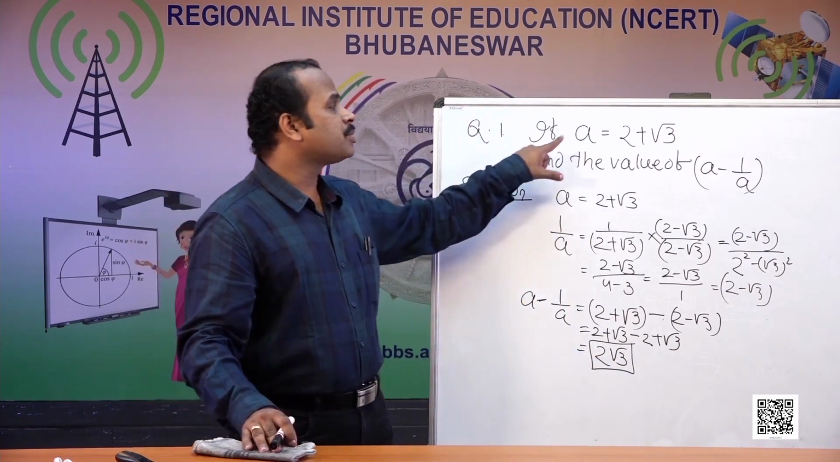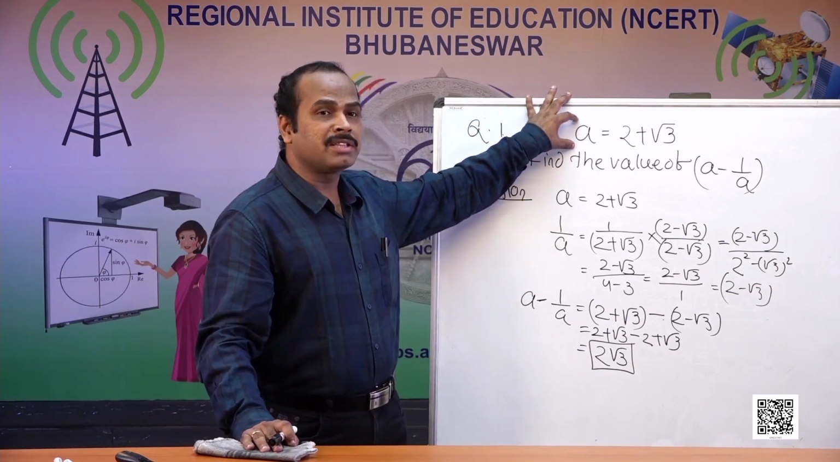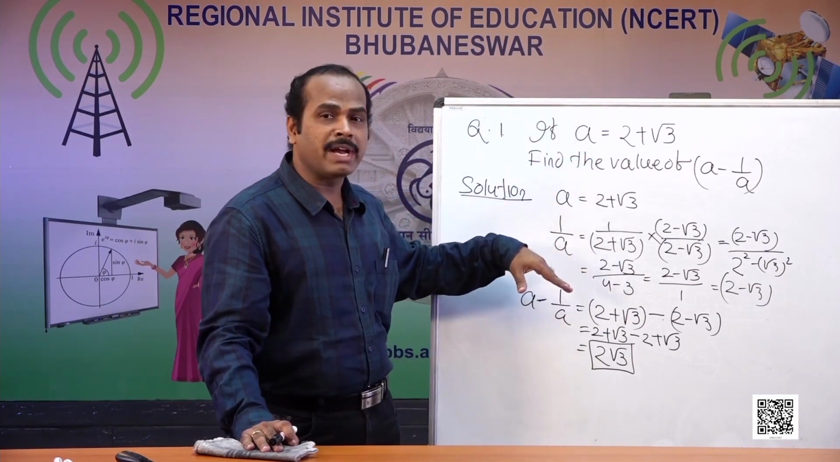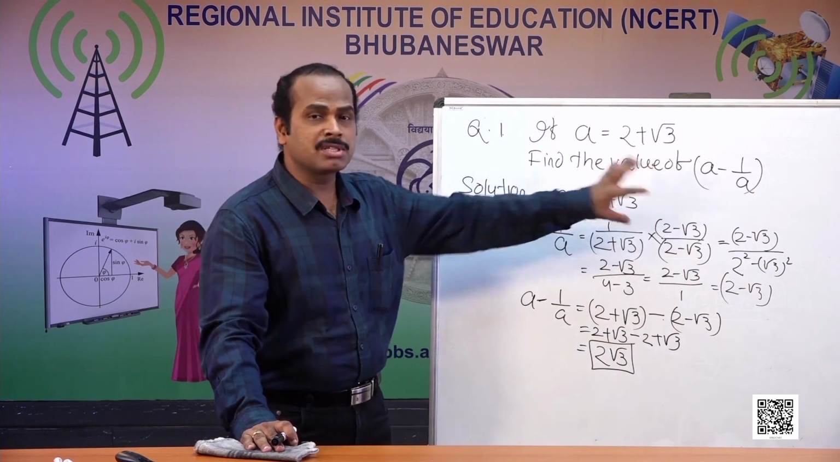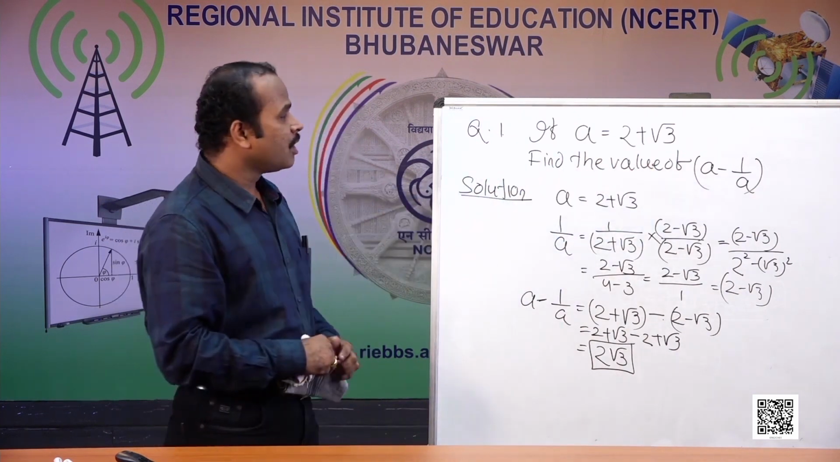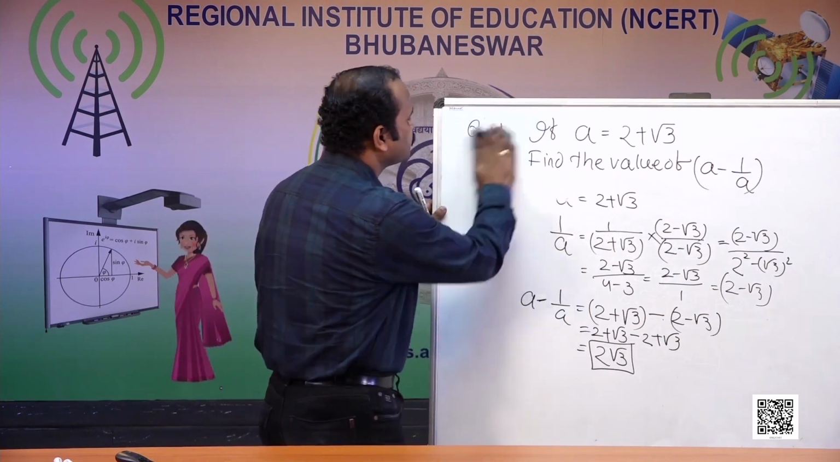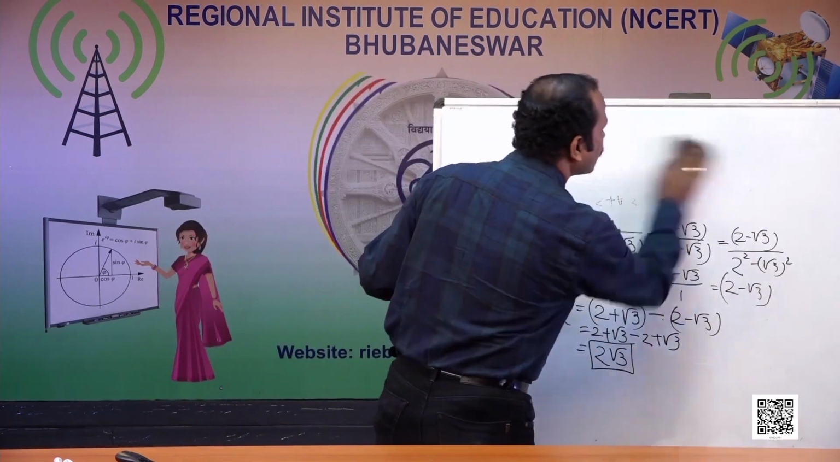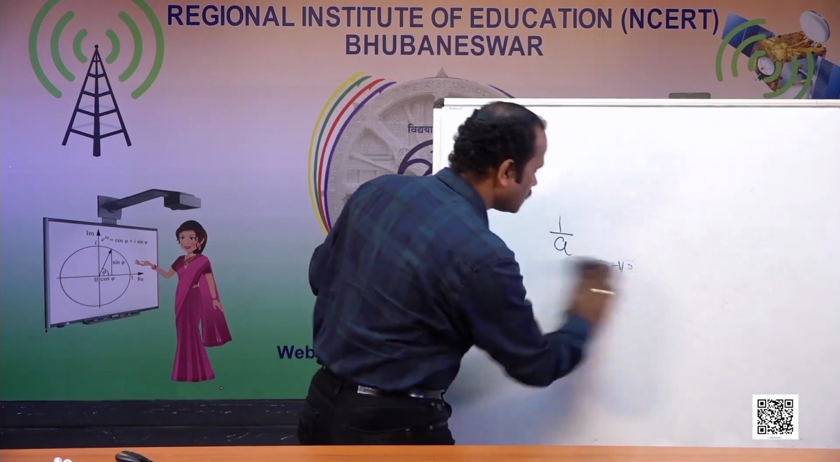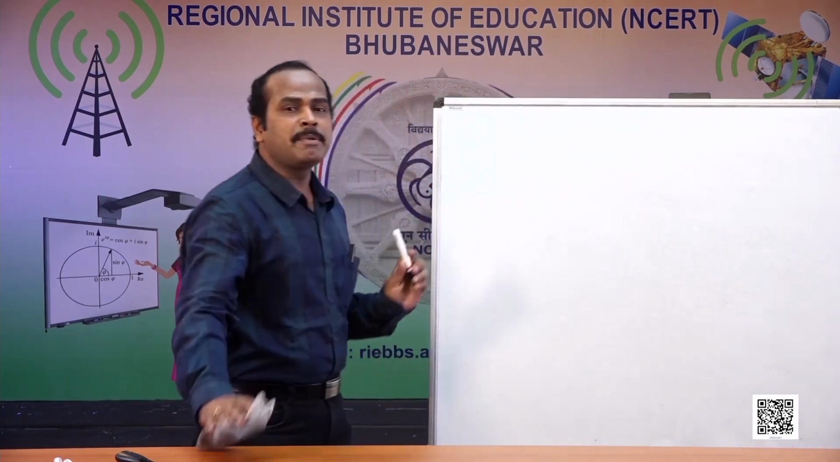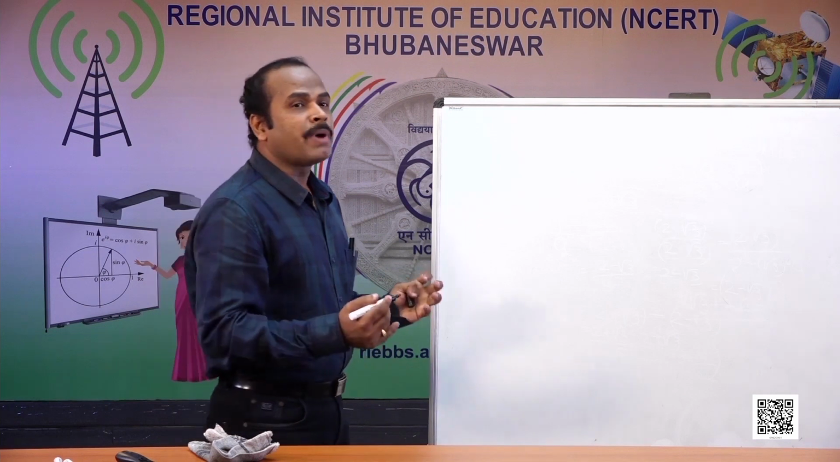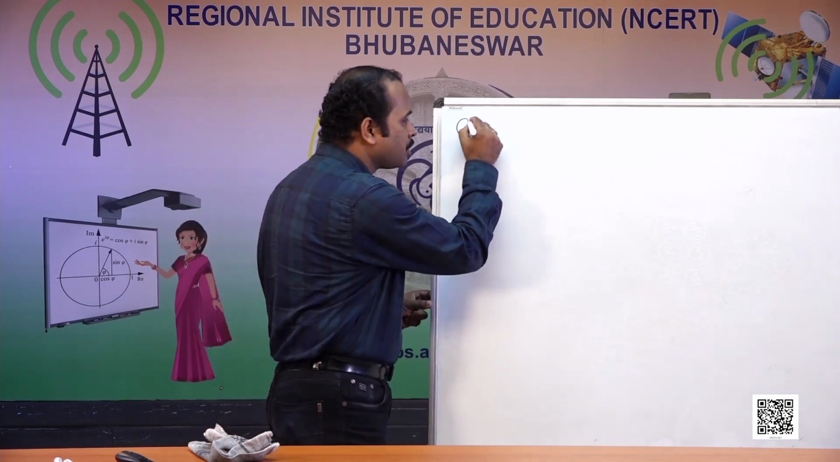So if sometimes some number is given like this, this is how we have to operate to find such expressions. Okay, we'll go to the next example. Let me take how to find one more number. Let me go to question number 2.